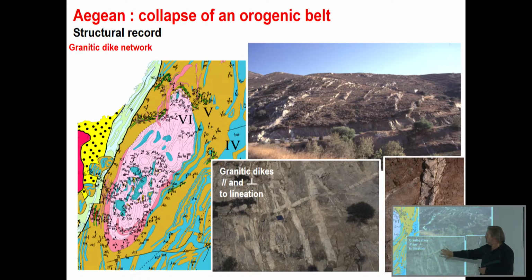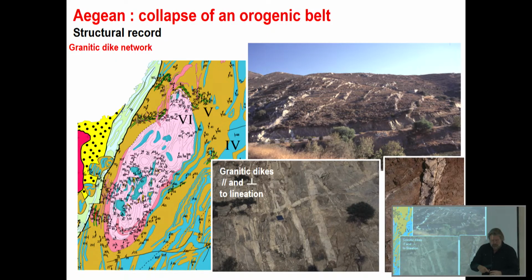So this corresponds with what we call chocolate tablet structures. Chocolate tablet forms when you have one direction of shortening, and in the plane of flattening, you have two directions of extension, of stretching, sorry. And it will result in chocolate tablet.